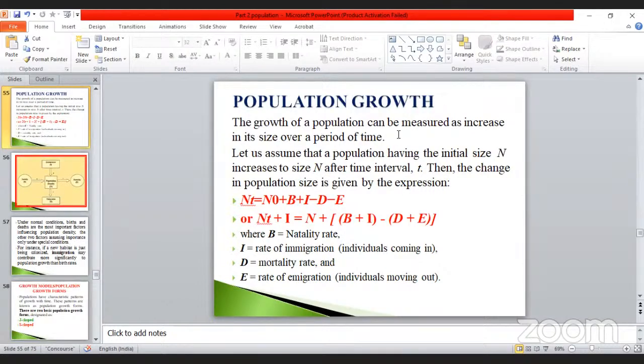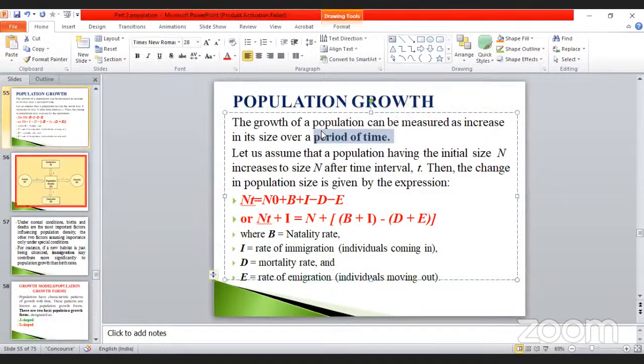The growth of the population can be measured as an increase in the size over a period of time. Take an example, 10 years. How many children are there? How many adults are there? How many persons are married? So likewise, that is called a period of time. Over a period of time only they calculate, each and every 10 years. July 11 is the Human Population Day. It is also very, very important from the NEET point of view. Doctor's Day. Let us assume that a population having an initial size is called N.